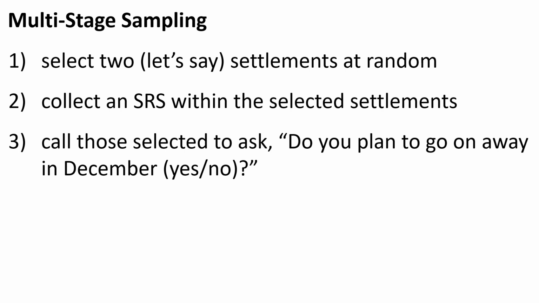Cluster sampling and multi-stage sampling have a major disadvantage, and that is that they are sensitive to unknown structure within the population. So for example, if there was one community where everybody planned to stay home in December, but another community where most people planned to go away on vacation in December, then depending on which settlement you select, your sample isn't going to be representative of the whole population. So multi-stage sampling and cluster sampling in this scenario wouldn't necessarily be the best way.